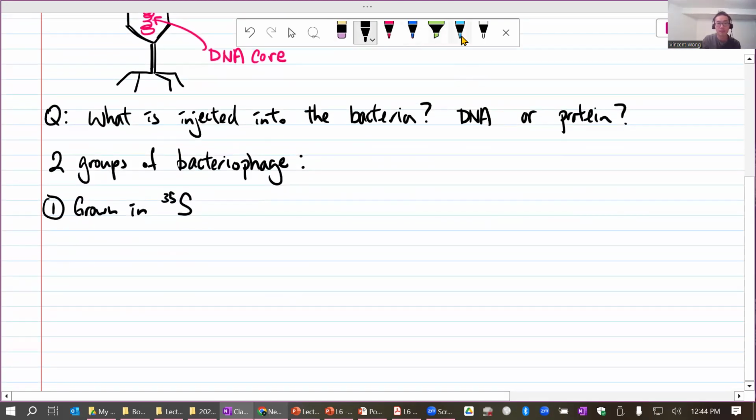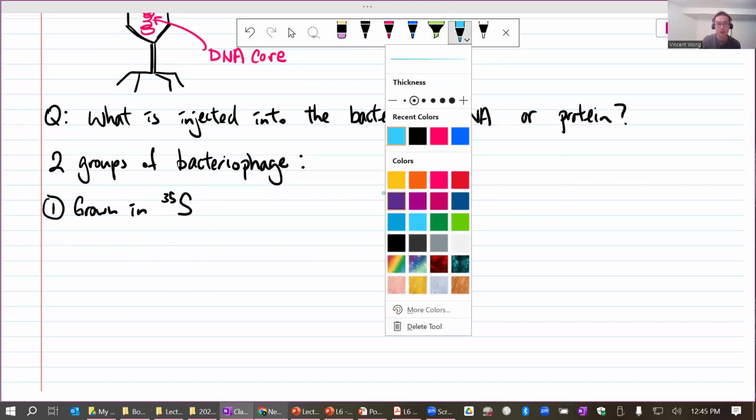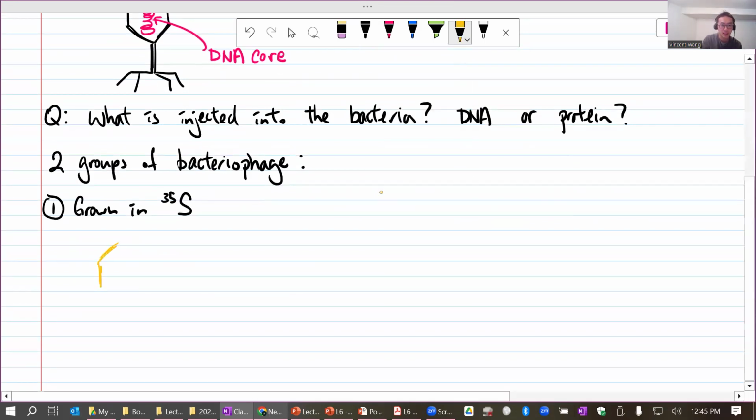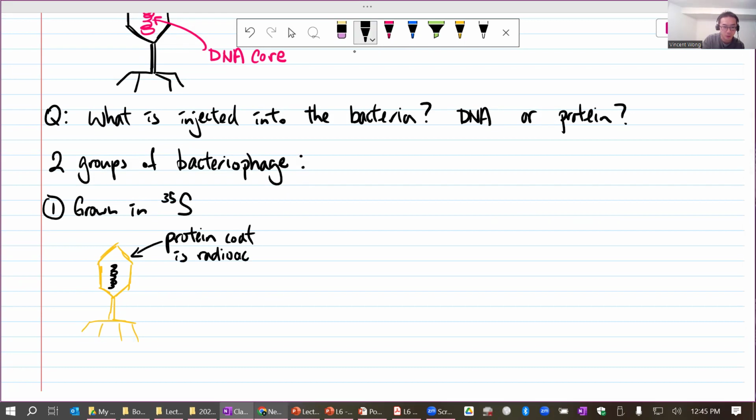So for the bacteriophages that are grown in the sulfur 35, their protein is kind of glowing. Not literally, figuratively speaking. The shell is glowing, and then they have the regular DNA. So grown in sulfur 35, the protein coat is radioactive. In other words, you can detect them.